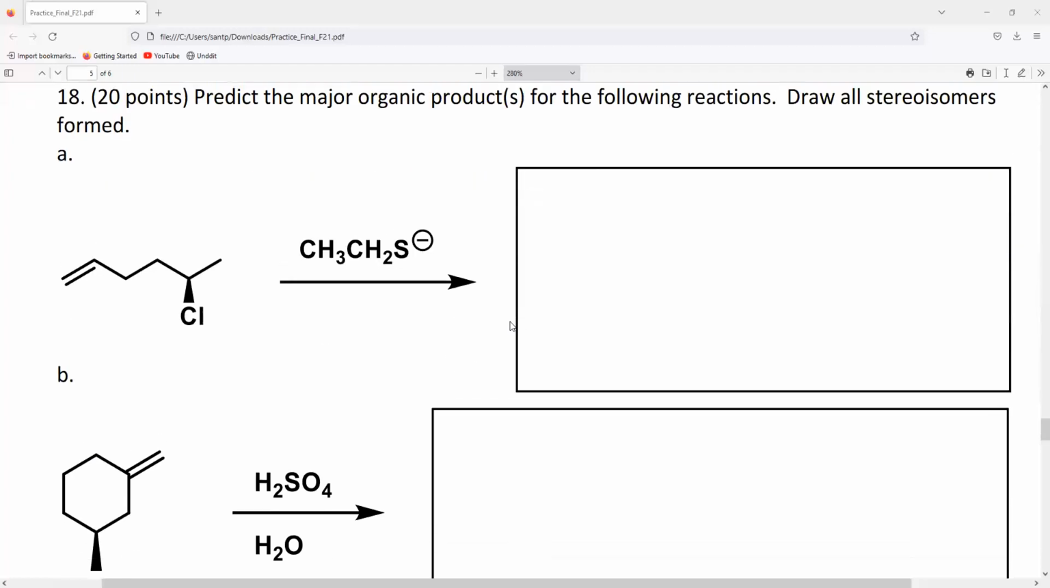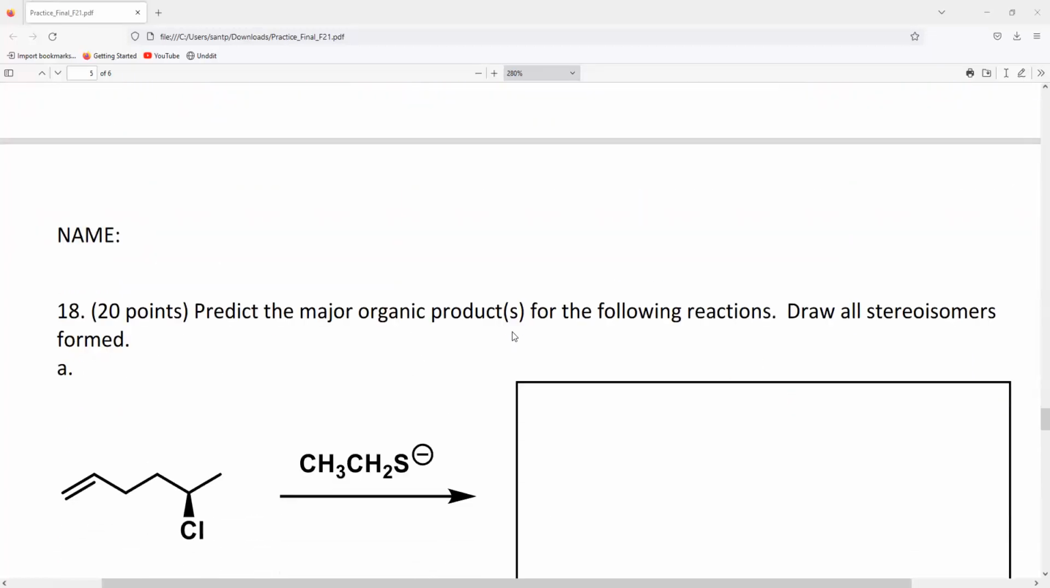All right. So predicting reactions. This is probably like, oh my God, we just learned this all in the last couple of days and now we have to reproduce it on the exam. So how does this work?